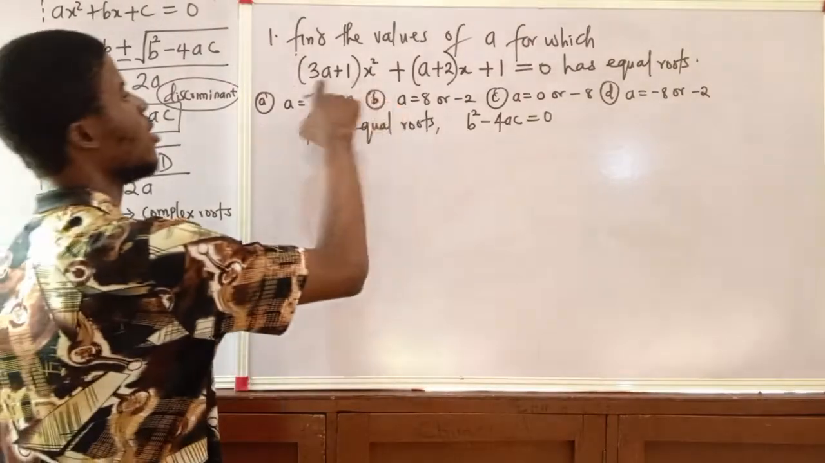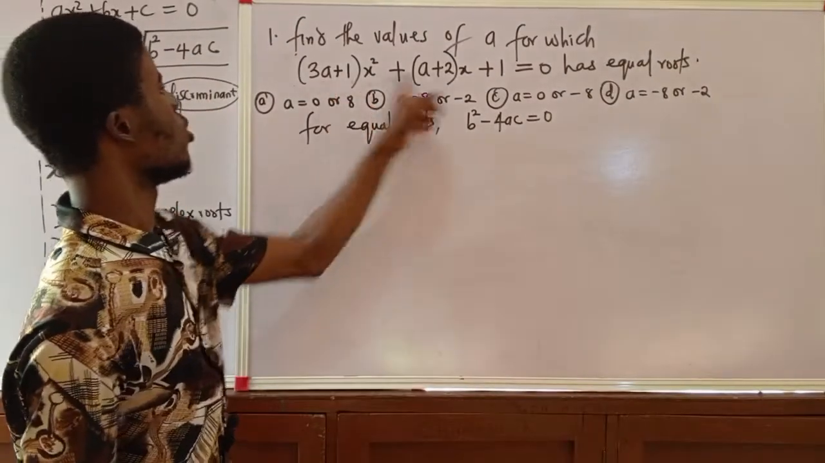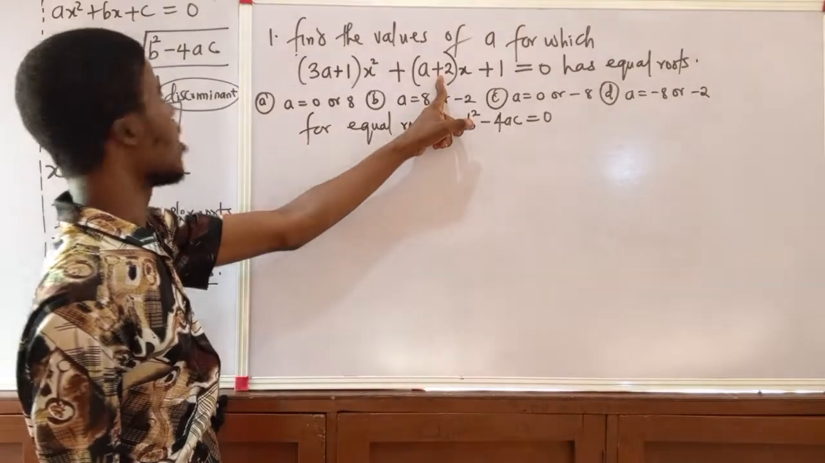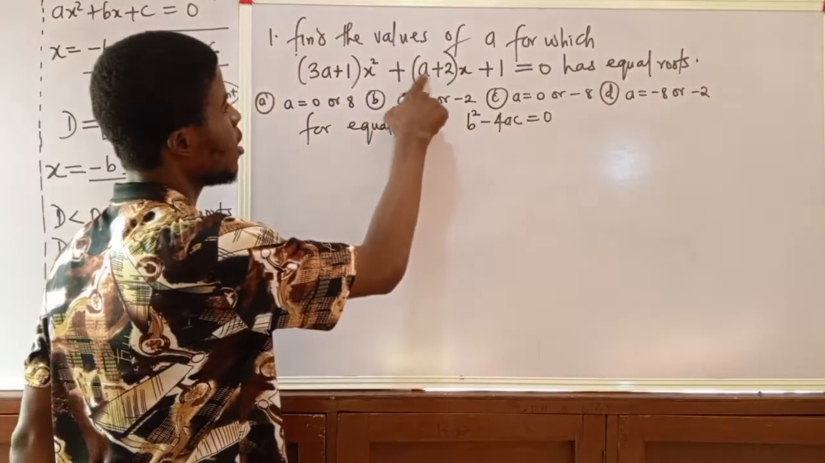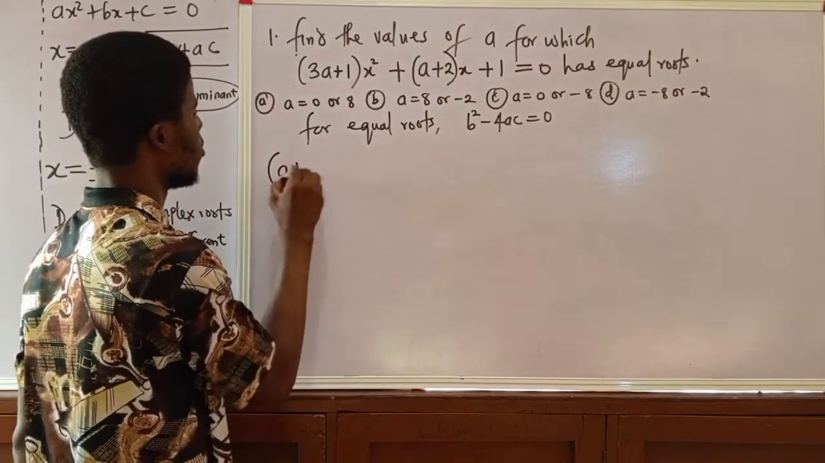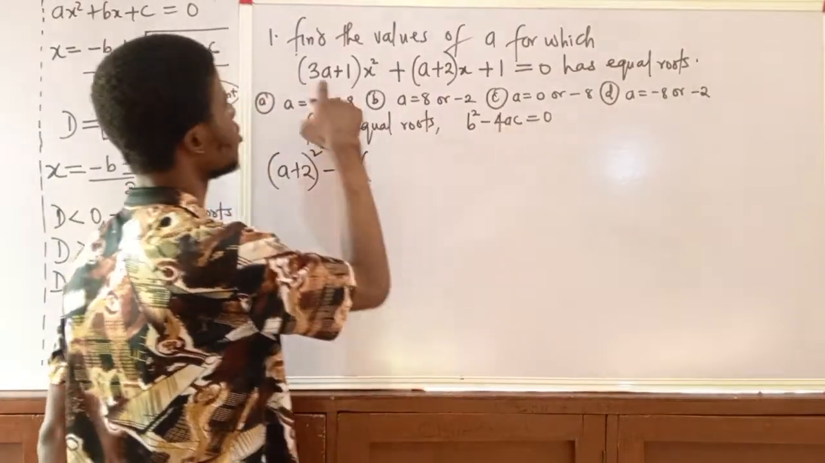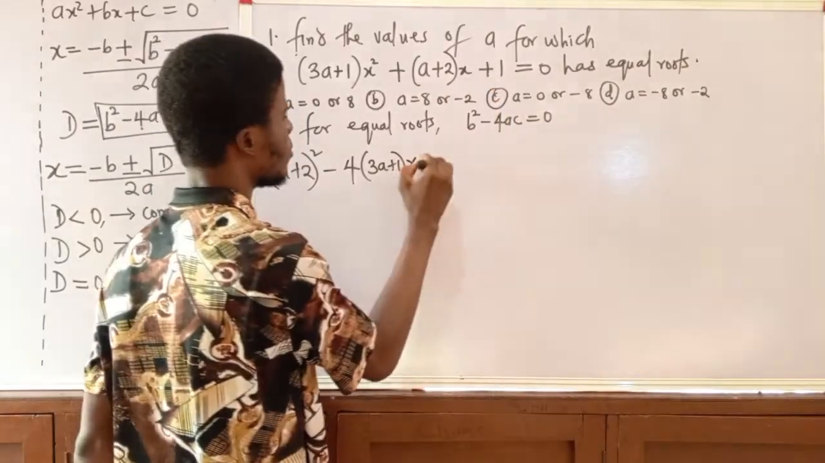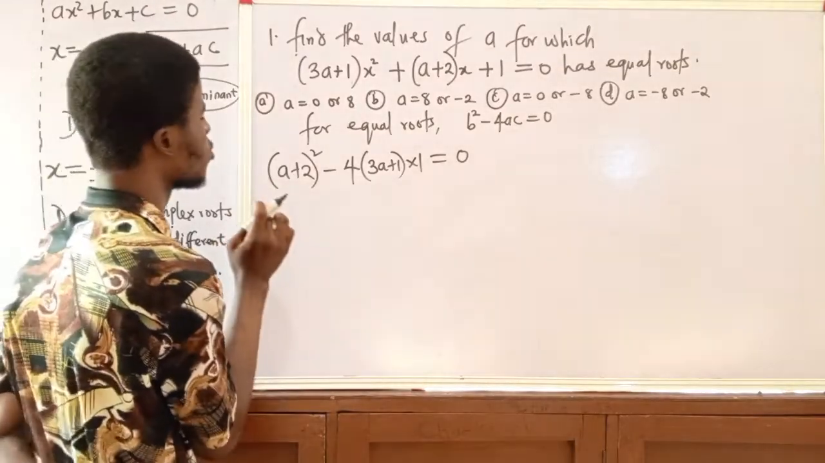Now, what is a here? What is b? What is c? Now, compare this equation with this. a here is 3a plus 1, b here is a plus 2, and c is 1. That is to say, b squared is a plus 2 all squared. A plus 2 all squared minus 4 times a, which is this, 3a plus 1, times c, and c is 1. They are equal to what? Equal to 0.